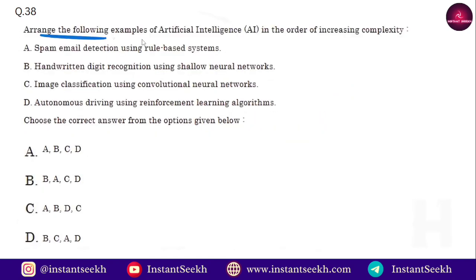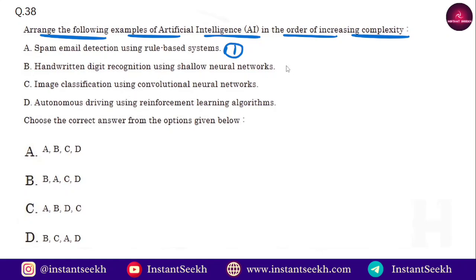Arrange the following examples of artificial intelligence, AI, in the order of increasing complexity. In the order of increasing complexity, we need to arrange. I will mark as per the increasing order itself. First, spam email, handwritten digit recognition, image classification, autonomous driving. From this, spam email is the lowest complexity.